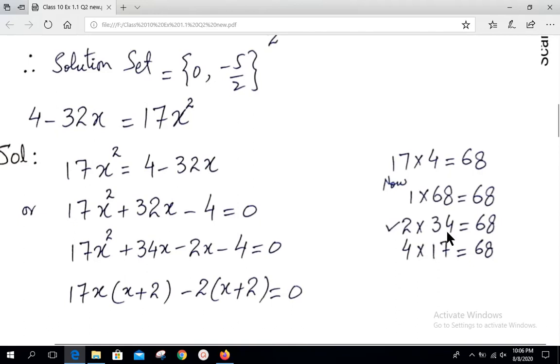Now the bigger number is 34 here, the smaller number is 2 here, so you will put the same sign of the middle term on the larger number, the bigger number. Hope it is clear. So we write 17x square plus 34x minus 2x minus 4 is equal to 0.